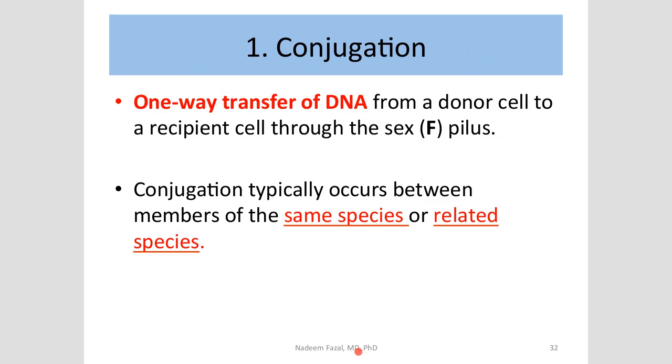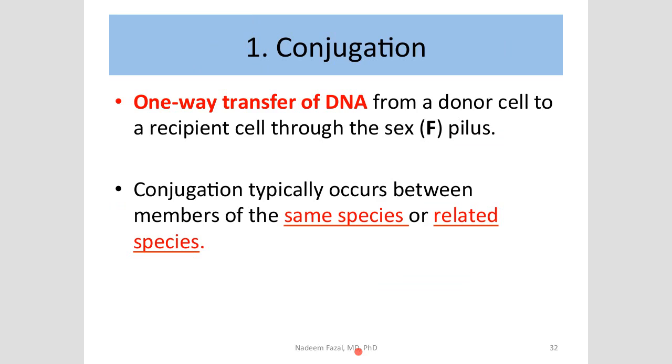So conjugation, the simplest of all, is a one-way transfer. There is a donor cell we call a male and a recipient cell we call a female, and that happens through a pilus we call a sex pilus, right? And that's a one-way transfer of the gene. This type of conjugation happens between members of the same species or related species. That's important.